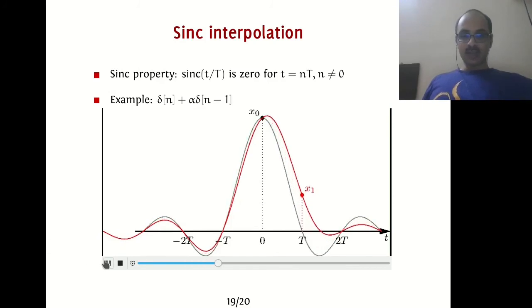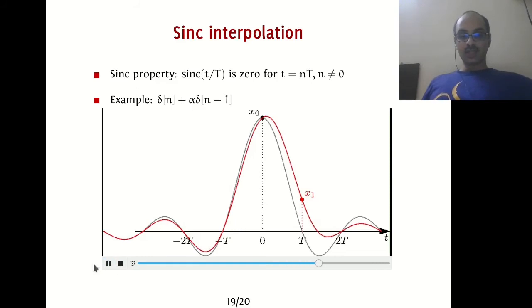So in this animation, I'm changing the value of x1, and what you see is, as you change the value of x1, the value at x0 does not change. The resulting sinc, which is the red one, is obtained by adding the sinc corresponding to x0 and the sinc corresponding to x1. This will alter the shape at various places, but at integer multiples of T, the values are unaltered.